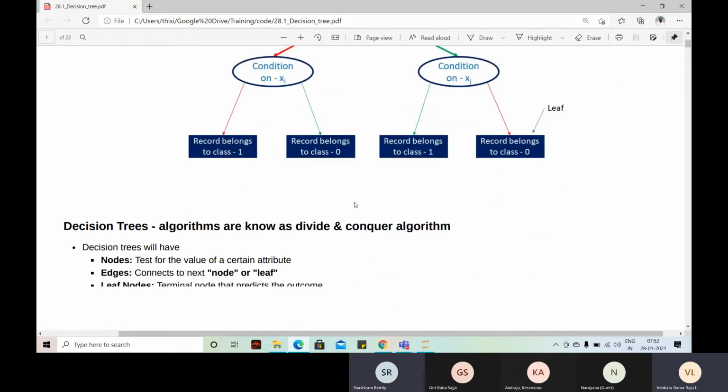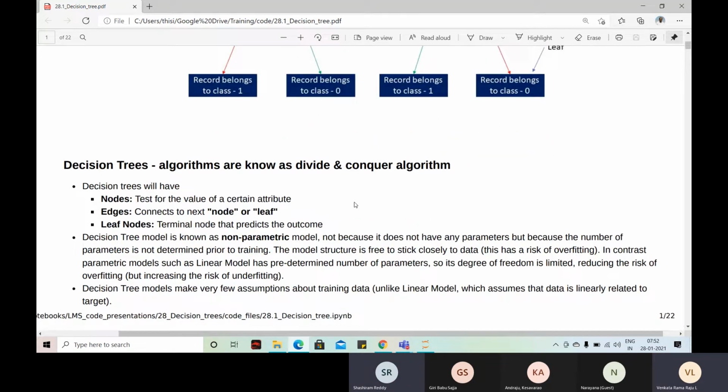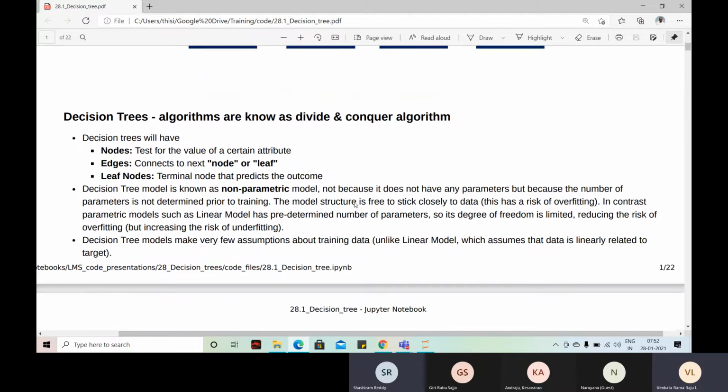Now the nodes test the. Yes, sir, go ahead, please. No, anyway, we are going to talk about this in more detail.